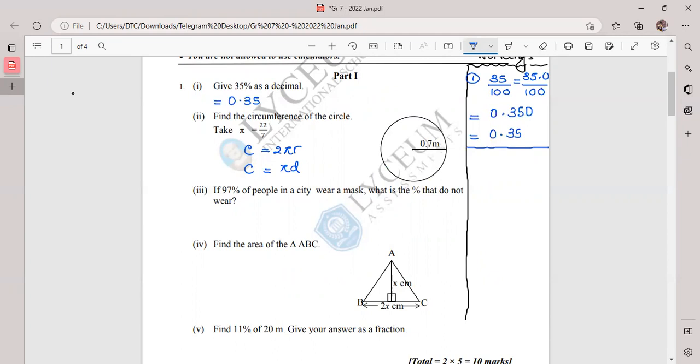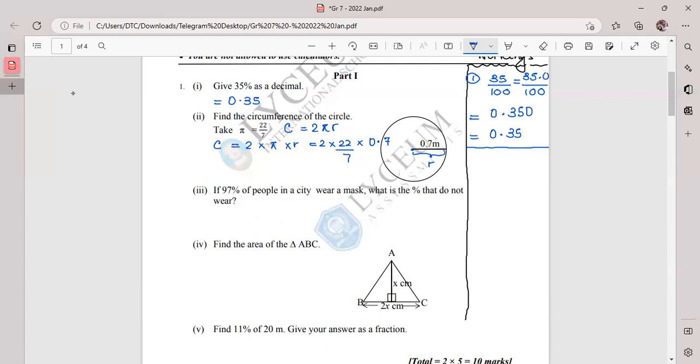Here they have given the radius. Can you see this is the center and this is the radius. If they have given the radius value, it is easier for us to use the 2πr formula to calculate the circumference, right? So how do you do this? C is equal to 2πr, right? So then what I do, C is equal to 2 times π times r, okay? So then I write 2 times 22 over 7 times 0.7, right? I substituted the values.